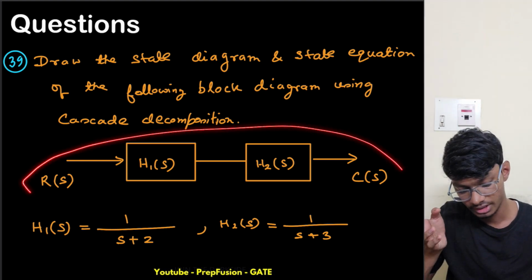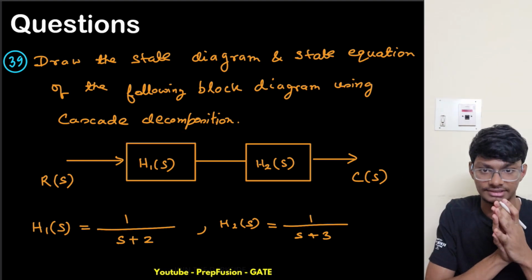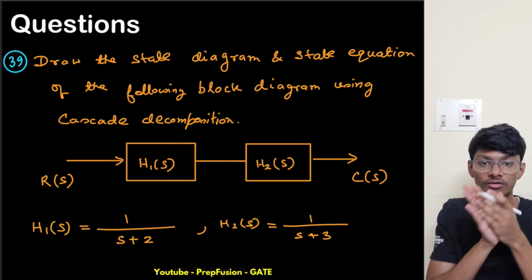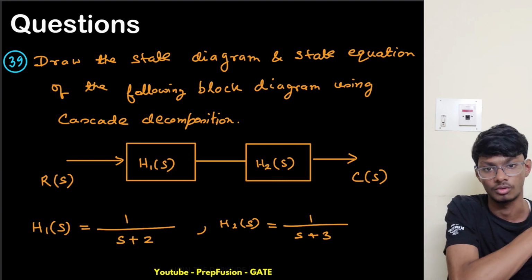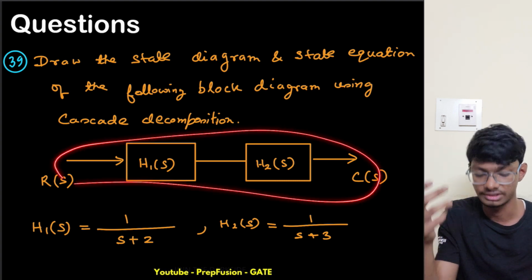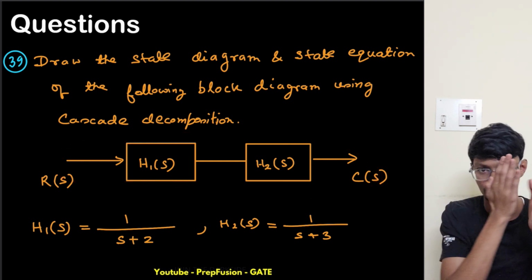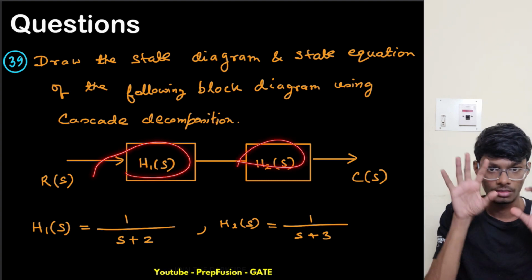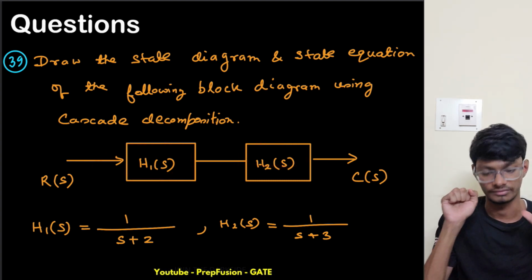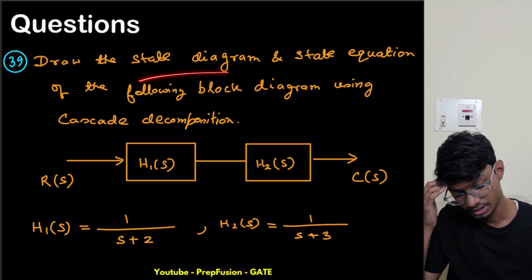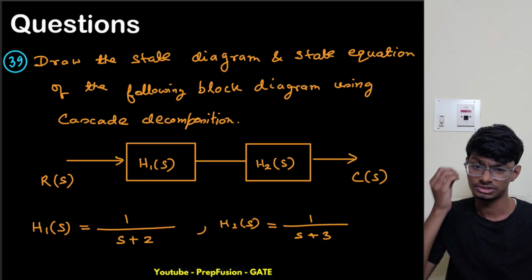The block diagram is already shown in terms of a cascade, because these two blocks are connected in cascade. What do you mean by cascade? The output of one block is connected to the input of another block. In the state diagram also we will do that. We'll convert these blocks into SFG, signal flow graphs. We have been given the transfer function, and we have to draw the state diagram and state equation of the following block. So this is very easy.